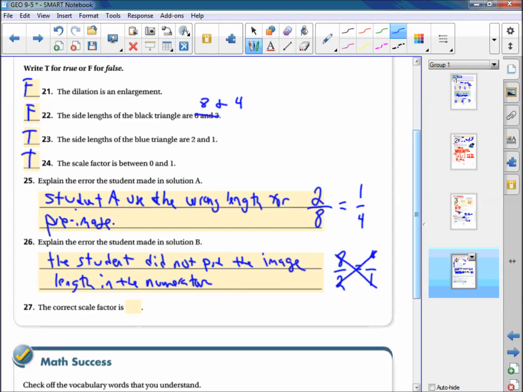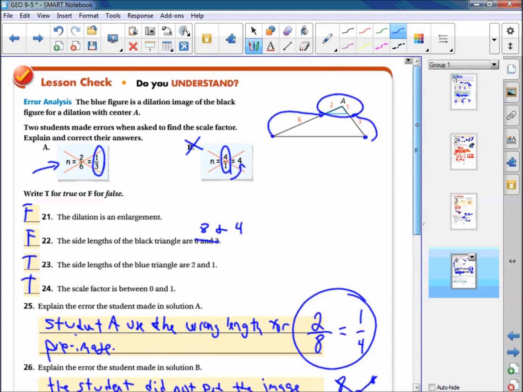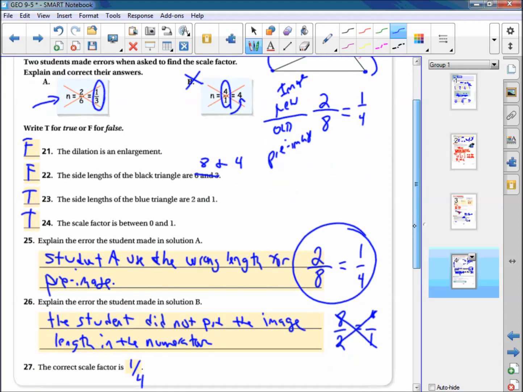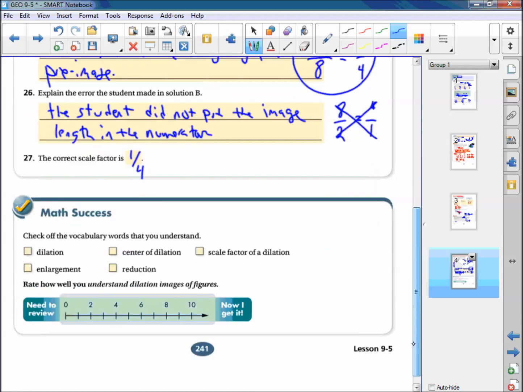Okay. So the actual scale factor should have been 1/4, like we calculated here, which is the image of 2, the new one, divided by the pre-image of 8, the old one. It's always the new on top, which is our image, over the old on the bottom, which is our pre-image. Okay, so 2 divided by 8 will give us 1/4 for the scale factor. The blue one is 1/4 as big as the black one.